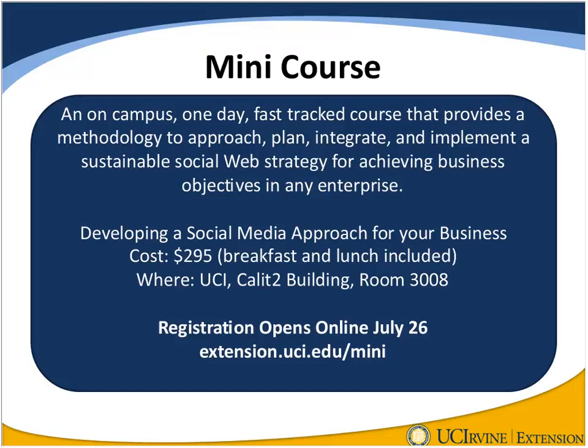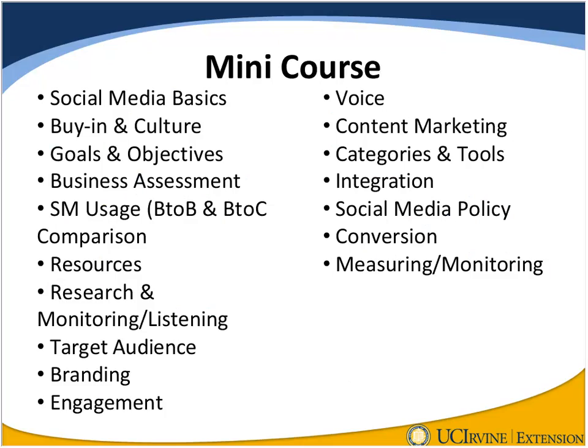As far as the mini course, we just covered a little snippet of what we would be covering in the mini course that we're holding in September on campus. This is a one-day fast track course that provides a methodology to approach, plan, integrate, and implement a sustainable social web strategy for achieving business objectives in any enterprise. So whether you're business to business, business to consumer, or a not-for-profit, this course will definitely be very helpful for you. The cost of this course is $295. It includes breakfast and lunch. I believe Brian will talk a little bit more about times, but again, it is on campus, and registration opens online July 26th.